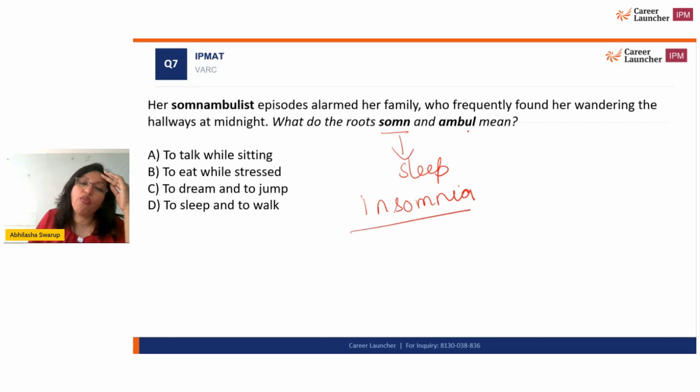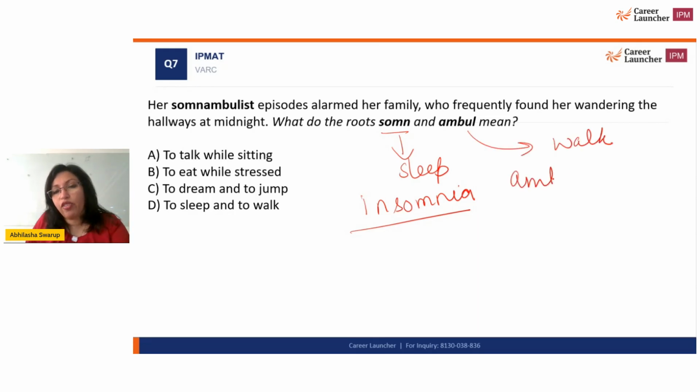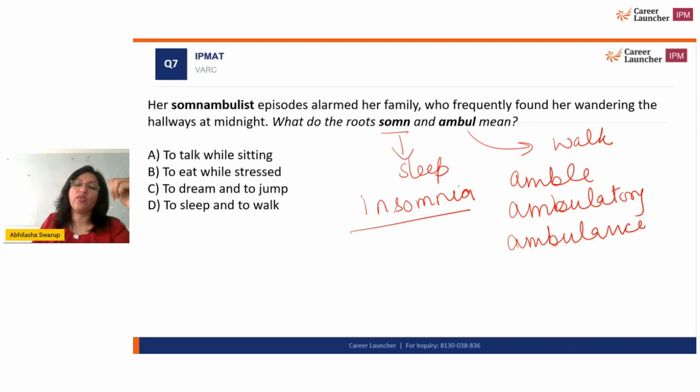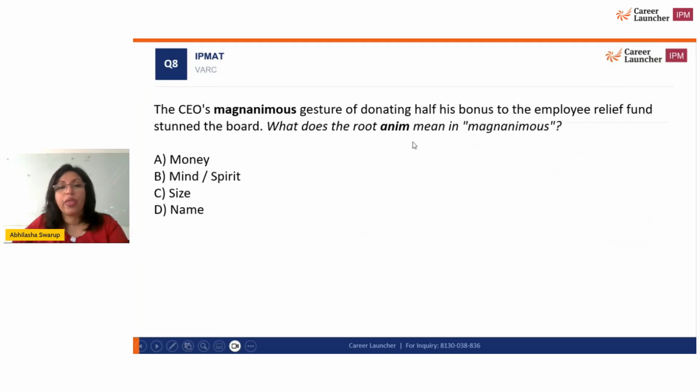If amble means to walk, and therefore so many words. Amble means to walk. Ambulatory, which means related to walking. Ambulance, right? So all of these words come from amble. So somn and amble together means to sleep and to walk. So sleepwalking is somnambulism. All right.